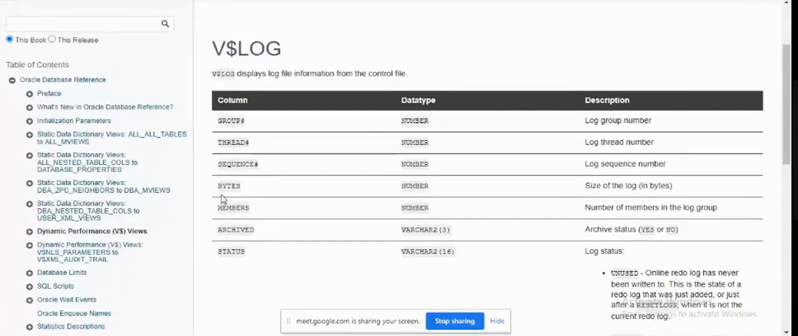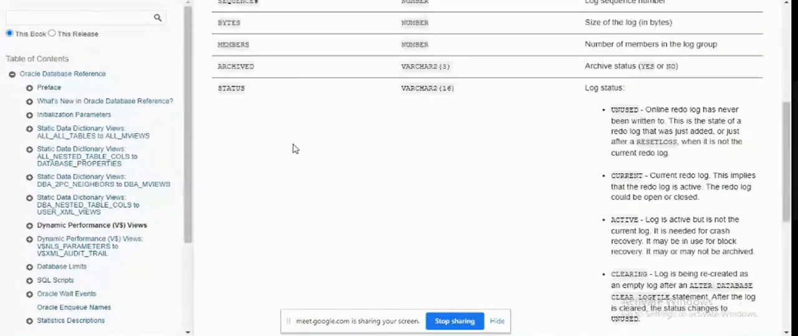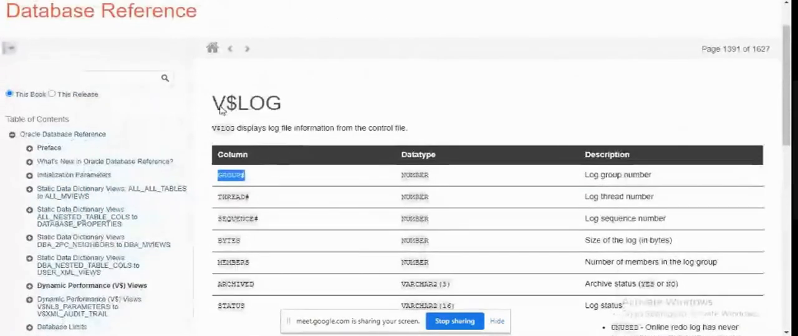So you can use sequence number, members, archive, status, bytes, and which log group is there. There are 3 log groups in the database. So this is just for your exam, for your knowledge. Through $log you can check the log record of the transaction.